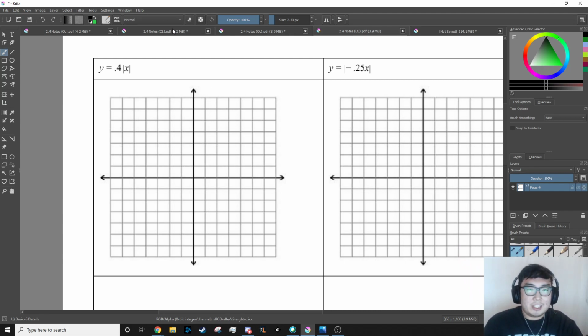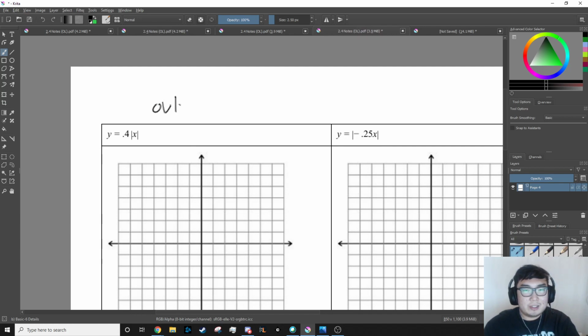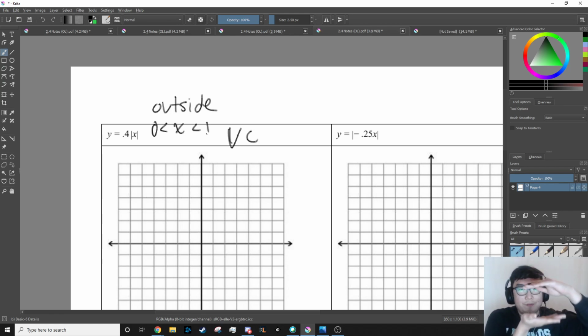So this is outside. This is outside, and it's between 0 and 1. So this is a vertical compression, as in it's making my graph chubbier. It's a vertical compression.